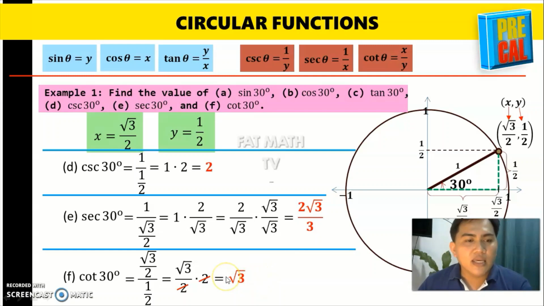So as what you can see here in the example, we don't need to use a calculator to identify the exact values of these circular functions because these are special angles. So special angles are those that are multiples of 30 and 45 degrees, multiples of pi over 6 and pi over 4.